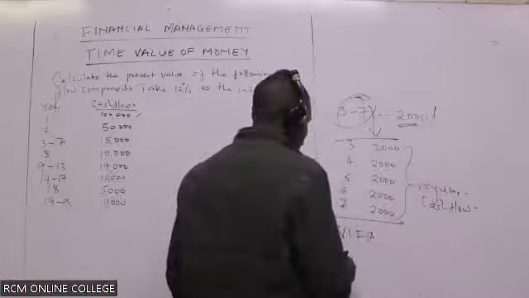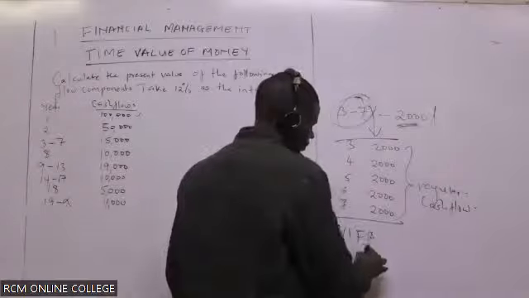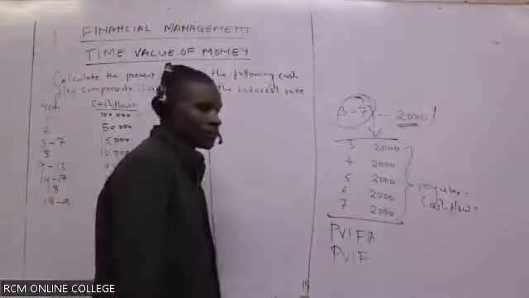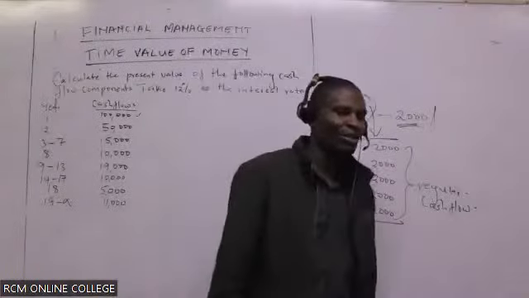When the annuity is irregular, we use PVF. And that is it. Once you know that, you're done. Now we can proceed and solve the question.